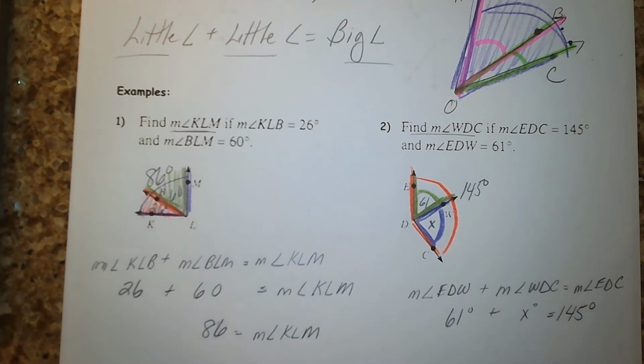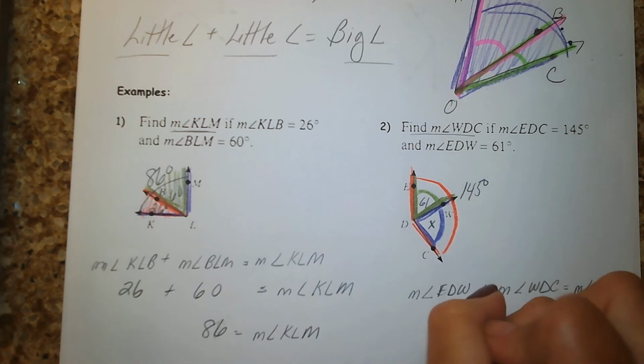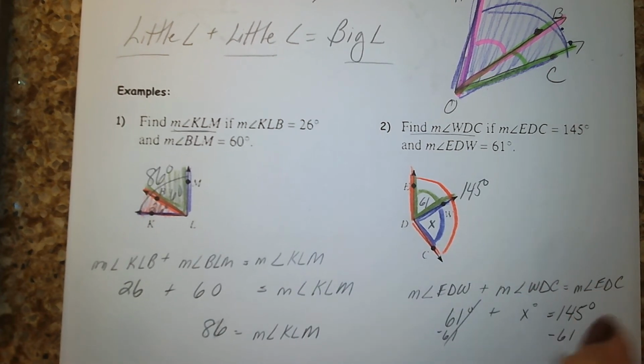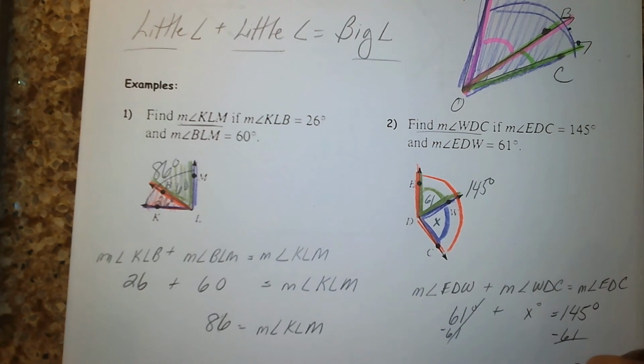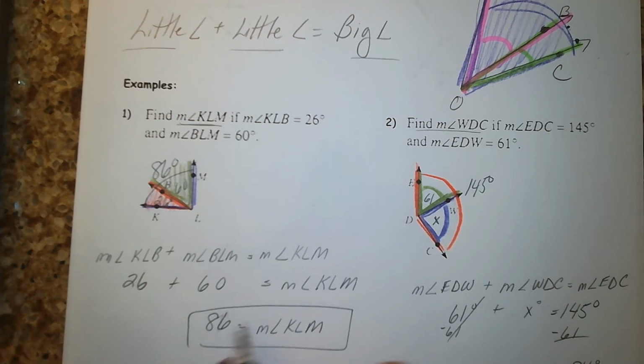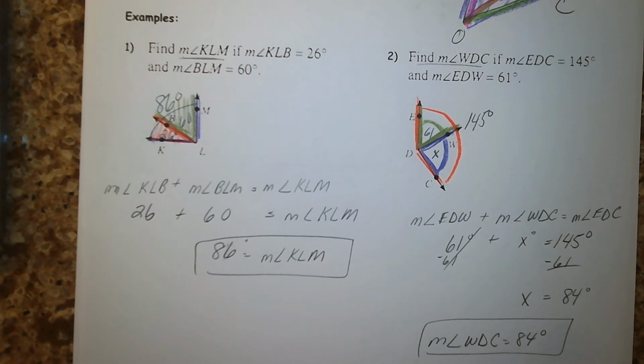So now we have ourselves a little algebra problem. We want to solve for X. In order to do that, we're going to subtract 61 on both sides. It cancels out, and X is left with 84. So the measure of angle WDC is equal to 84 degrees. Again, we are using the angle addition postulate for these problems.